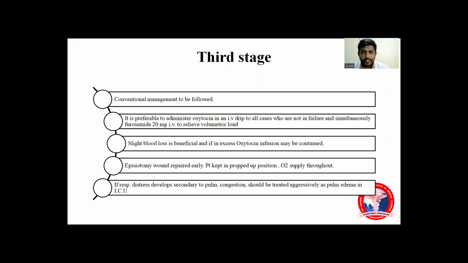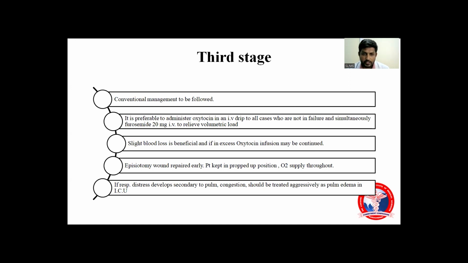So what are the things we should keep in mind once the patient has delivered the baby? We have to follow active management of third stage of labor, which is giving 10 units oxytocin immediately after delivery. We should make sure that the uterus is contracted, with controlled contraction. It is preferable to administer oxytocin in an IV drip in all cases, watching for failure, and simultaneously give furosemide 20 milligram IV to relieve volume overload.